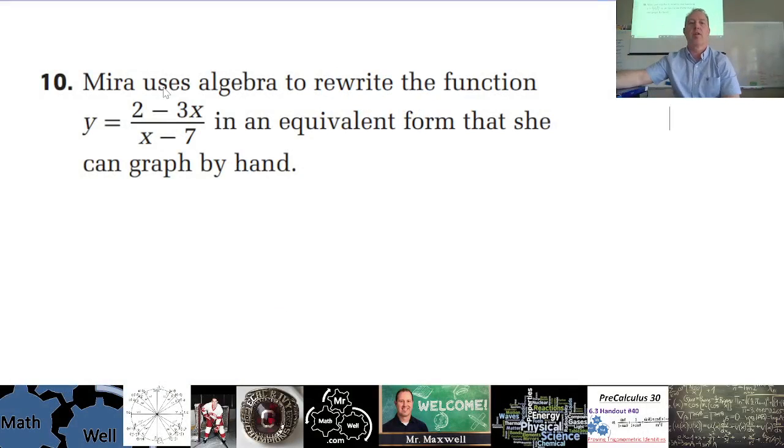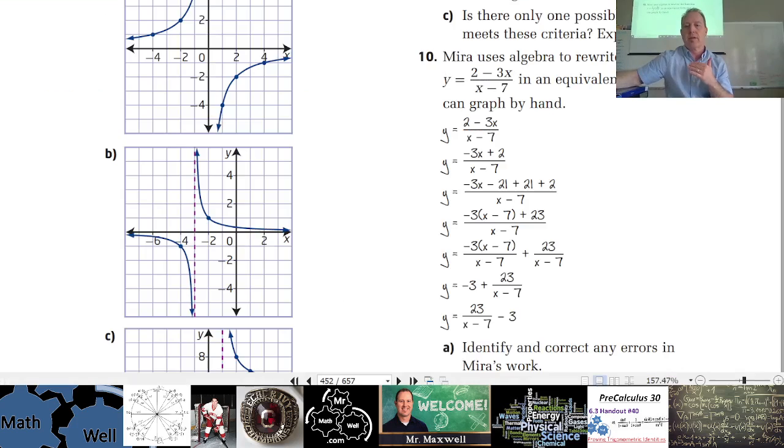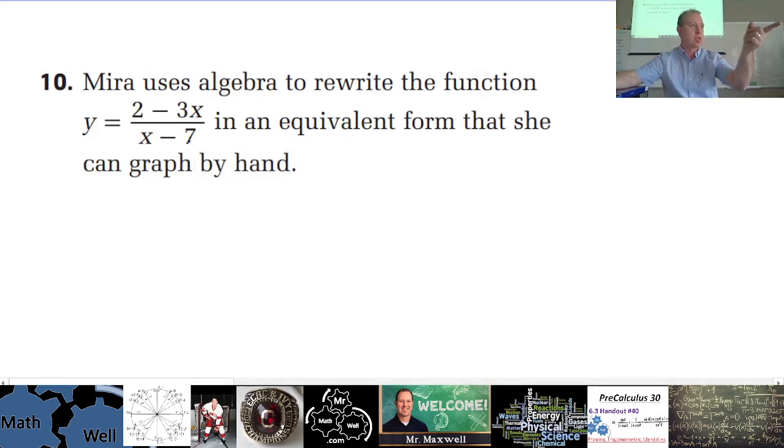Okay, so PC30, it's 9.1, number 10. What we want to do is this is not the entire question. It shows you her answer and it asks you what she did wrong. So this is a continuation of the question you asked.